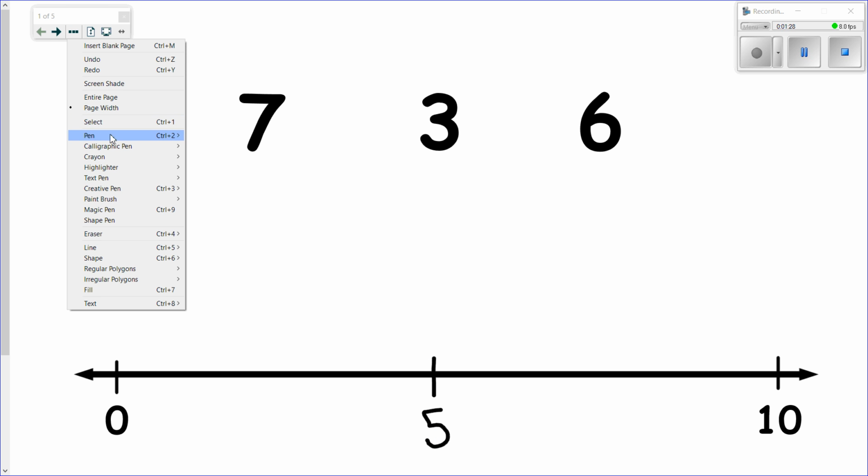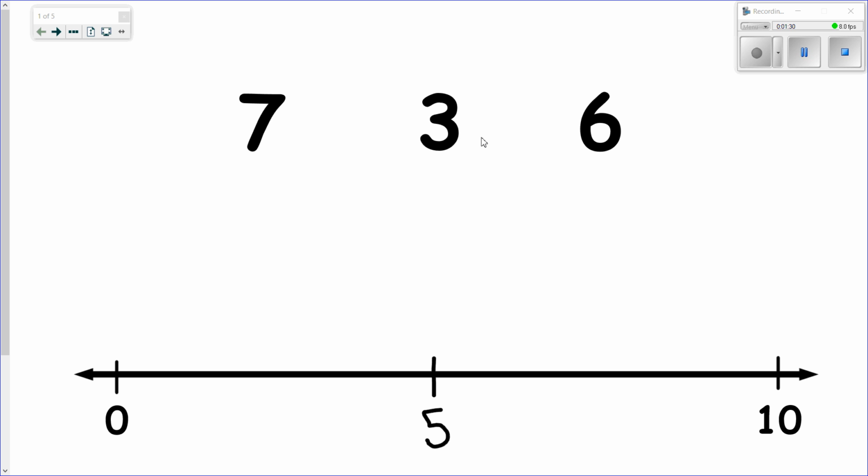After that, it's just a matter of figuring out where the numbers should go based on the numbers that are already here. So let's take a look first at the number 7. All right. So we know that 7 is bigger than 0, of course. Now we know that 7 does not come between 0 and 5. 1, 2, 3, 4, 5. There's no 7 there. So we know the 7 isn't going to go over here. Then we realize that after 5 comes 6, 7, 8, 9, 10. So the 7 will be here.